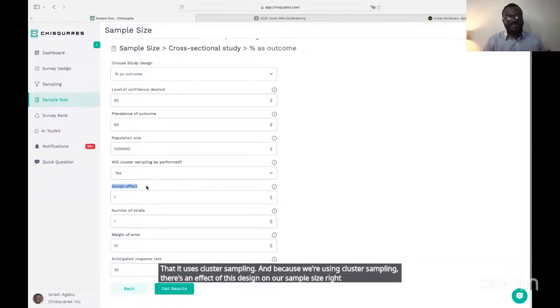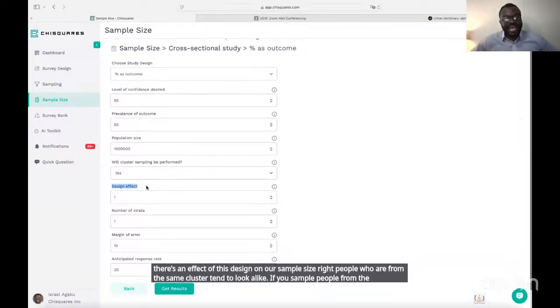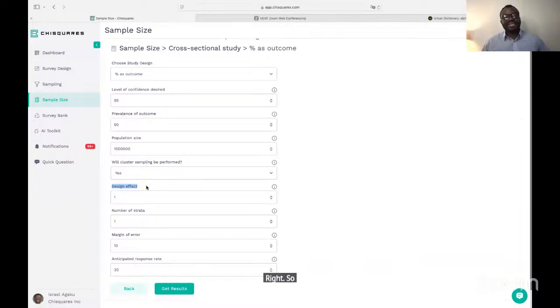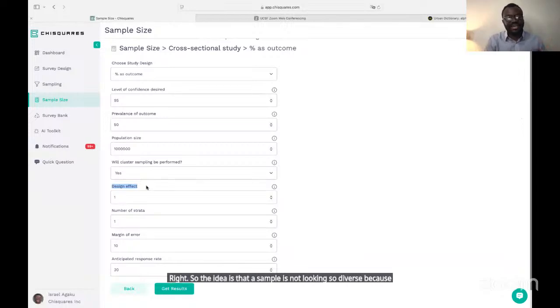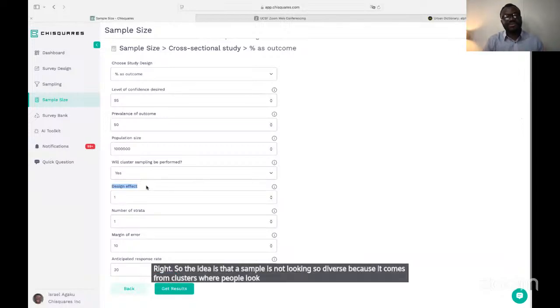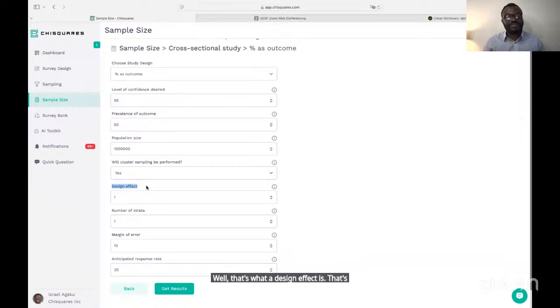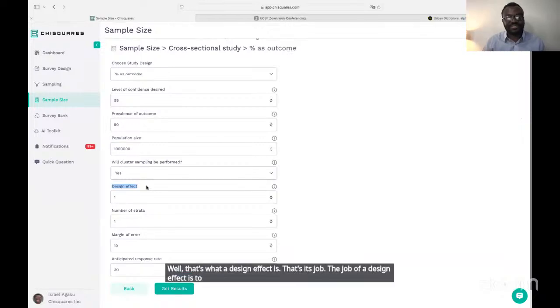People who are from the same cluster tend to look alike. If you sample people from the same household, maybe they have a lot of preferences that are similar, right? So the idea is that our sample is not looking so diverse because it comes from clusters where people look alike. And so the question is, how do we correct for this? Well, that's what a design effect is. That's its job. The job of a design effect is to punish cluster samples because they look alike, so that it allows us to get a larger sample than we would have.